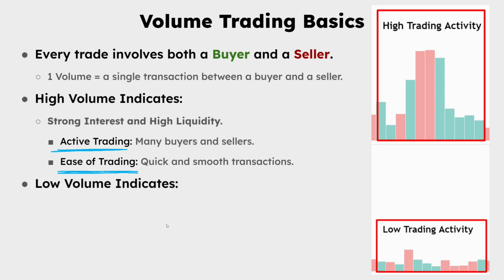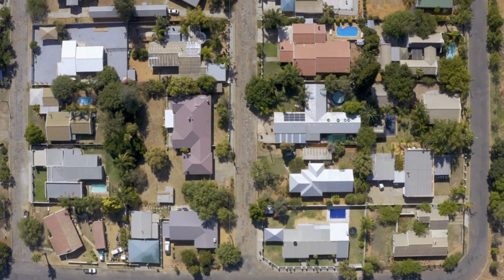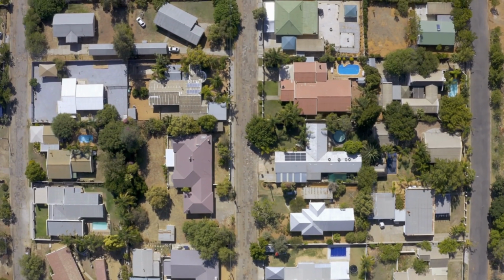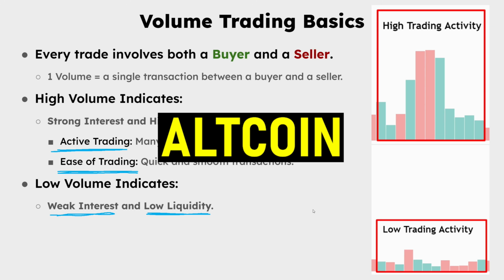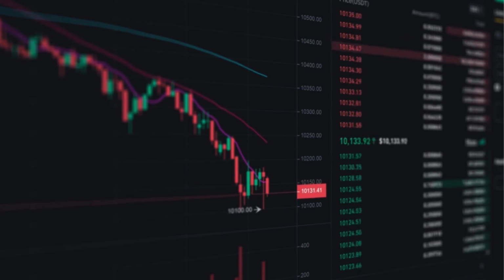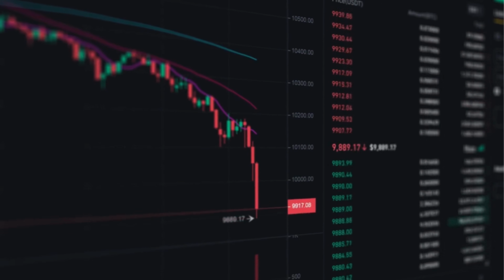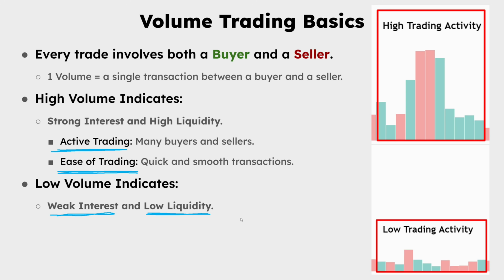And what about low volume? Well, low volume is pretty much the opposite, right? So low volume indicates weak interest and low liquidity. So for example, once again, you can think about houses. Houses tend to have very low volume because they are not bought and sold all the time. So that is a great example of low volume. But you can also think about maybe a very small stock or an altcoin which doesn't really have buy orders and sell orders flowing all the time. That is another example of low volume.